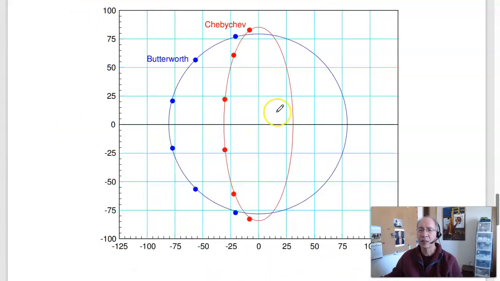And here's what they look like. In a Butterworth filter, all poles have the same magnitude, scattered as 6 poles in the left half plane. The Chebychev filter is an ellipse. Take the Butterworth filter and squish it down, and you get a Chebychev filter.